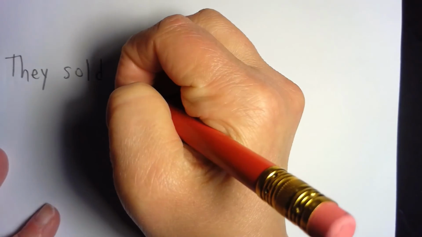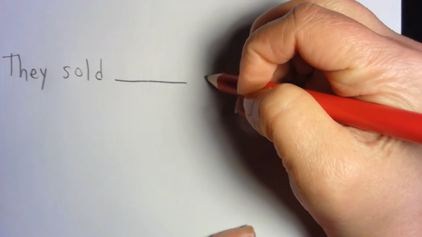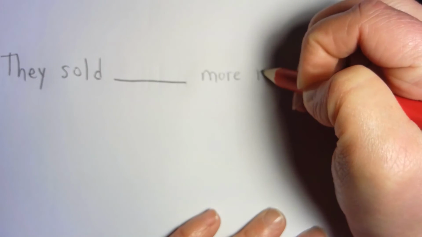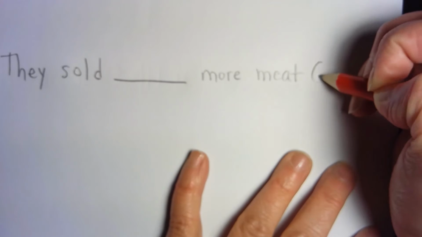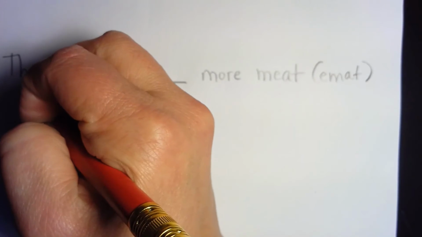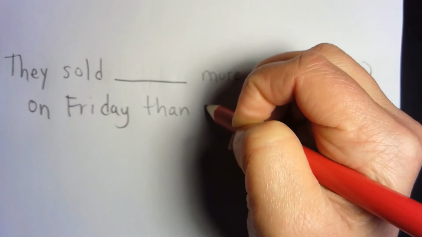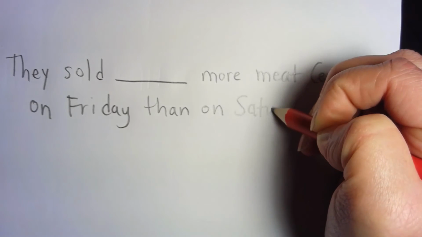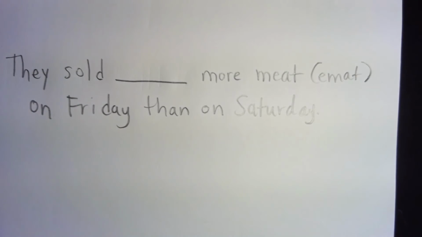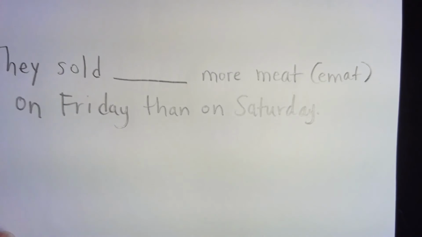Okay, you need to write an answer statement, and I will accept meat or EMAT in your sentence. How much more meat did they sell on Friday than on Saturday? They sold blank more meat, EMAT, on Friday than on Saturday.